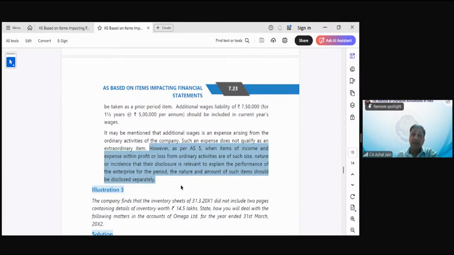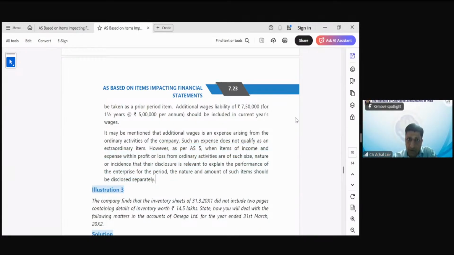That's why, when they have answered this, what did they tell you? They are saying that you should be looking at this aspect. The answer is not saying that you will consider this as exceptional for sure. They are saying, however, as per AS 5, you need to evaluate this. That's why they have not explicitly called this an exceptional item. They are saying apply this criteria and consider this as exceptional.